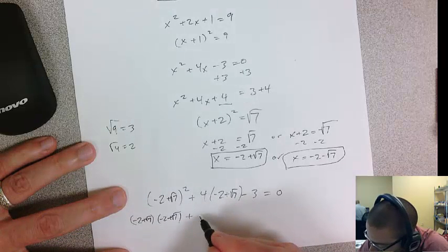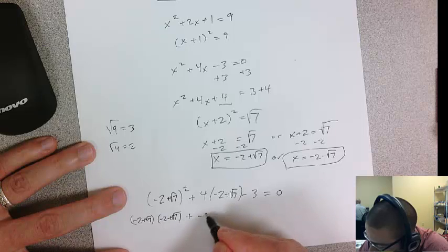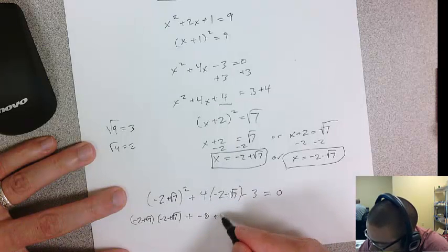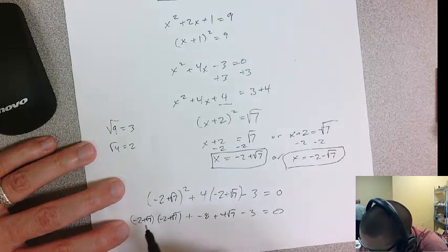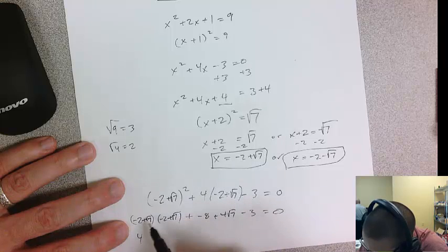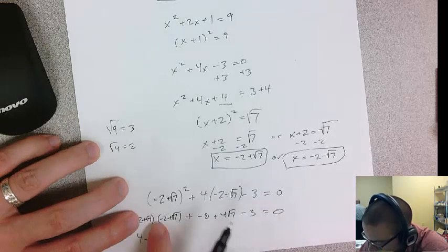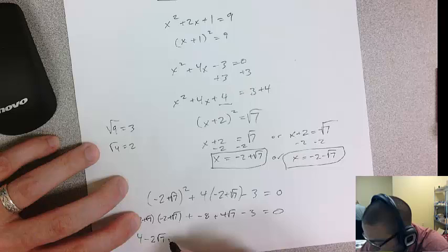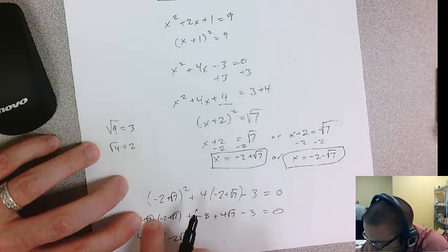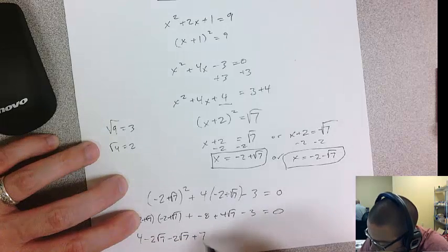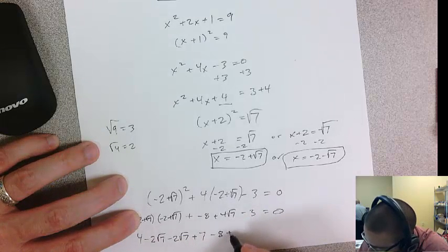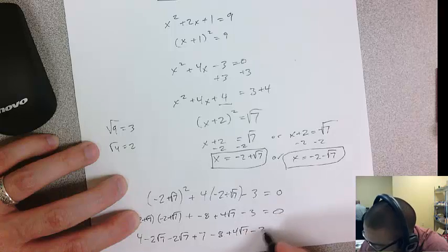And then 4 times that would be, let's see, 4 times -2 is -8. And then 4 times that would be 4 times the square root of 7. Alright, so -2 times -2 is +4. -2 times the square root of 7 is -2 square root of 7. And then square root of 7 times -2 is -2 times square root of 7. And square root of 7 times the square root of 7 is just 7, right? Square root of 7 times the square root of 7 is square root of 49, which is just 7. So 4 plus 7, then -8 plus 4 square root of 7 minus 3 equals 0.